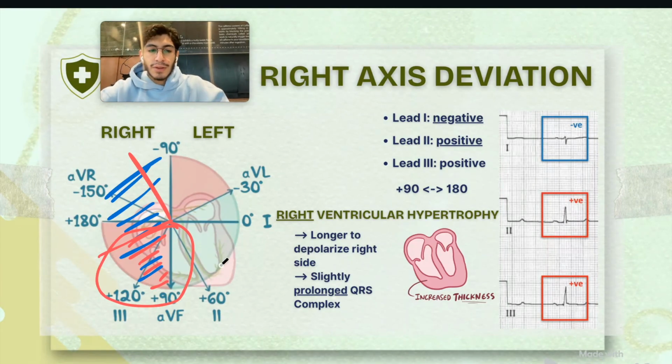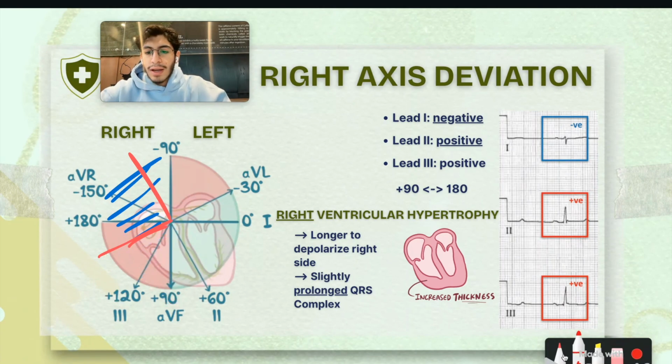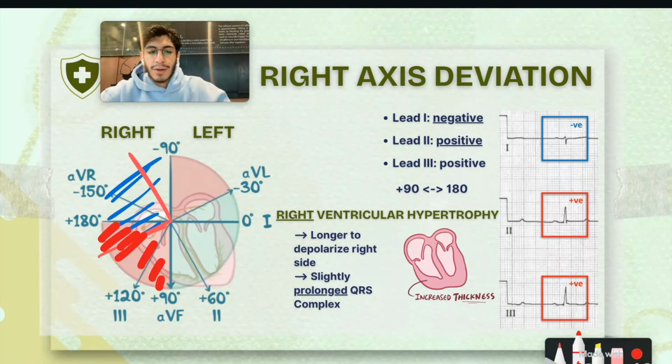What would be better to use than lead 2, but you don't really need to know this, would be AVF, right? Anything above this line is going to be negative for AVF. So if AVF is positive and lead 1 is negative, that means it can only be this bottom left corner of this, but it's on the right side.